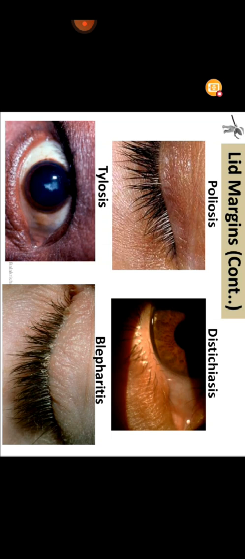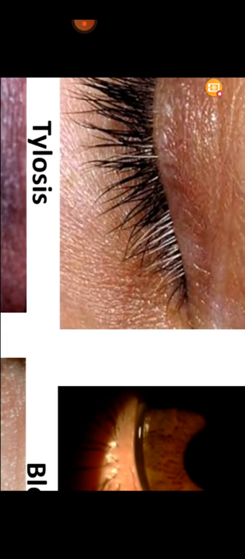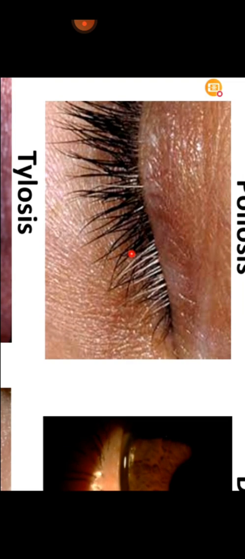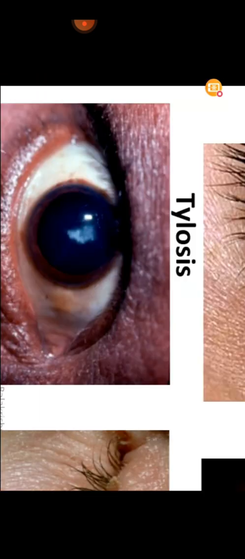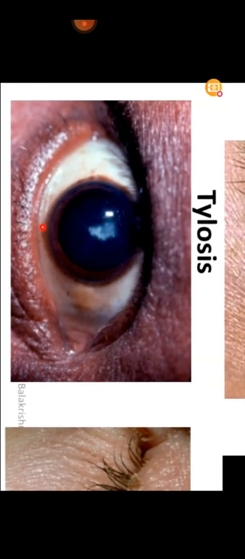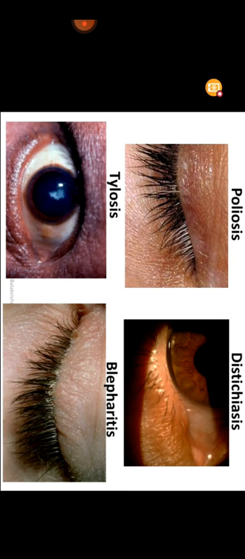Now you can see in this picture, in some parts graying of the eyelashes has been there. This is called poliosis. Okay, and in some persons, this requires experience to understand, there can be thickening of the eyelid margin. You can see the eyelid margin has been thickened. That thickening of the eyelid margin is called tylosis.